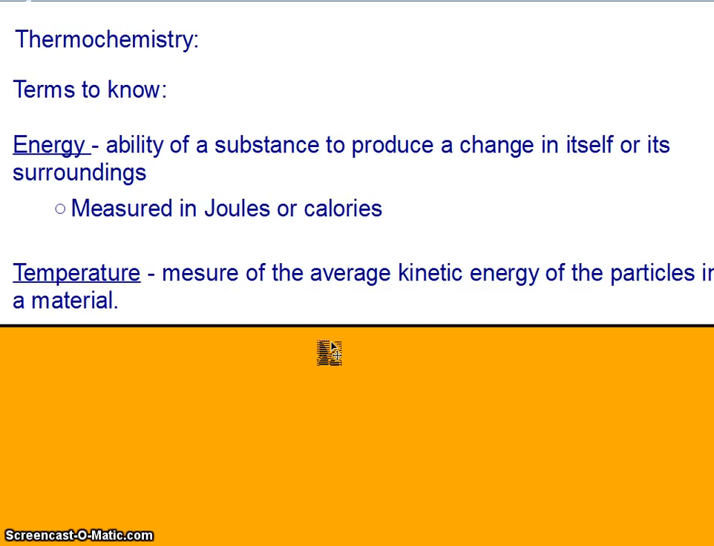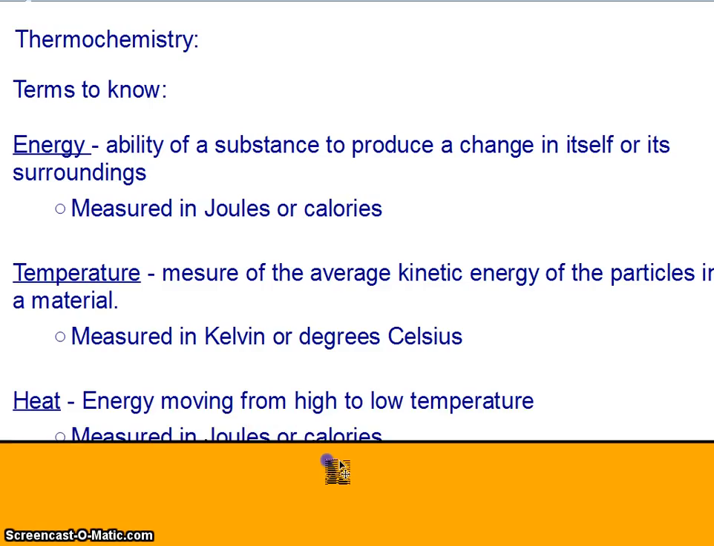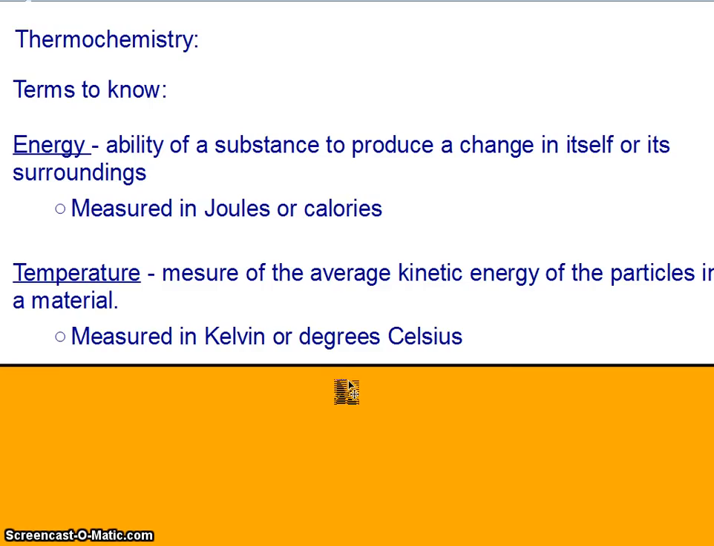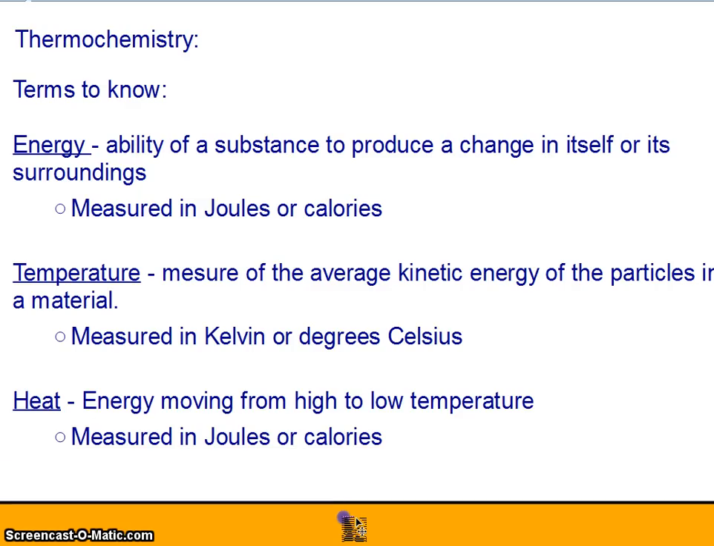Temperature, spelled measure wrong, sorry. Temperature is the measure of the average kinetic energy of the particles in a material. So we already looked at with gas laws, the temperature has to do with how fast the individual particles are moving. And in thermochemistry, we can measure in Kelvin, but we can also measure in degrees Celsius because we're looking at the difference in temperature, not the actual temperature. And so the difference of a Kelvin temperature and a Celsius temperature will be numerically the same.